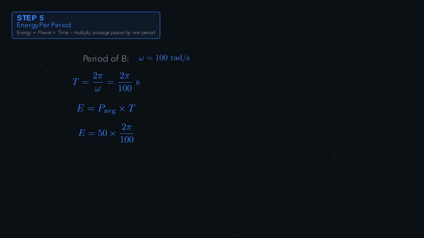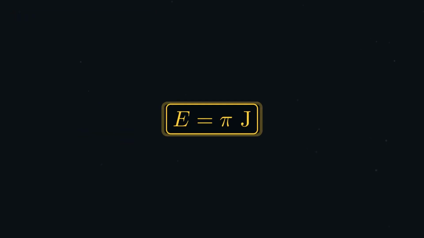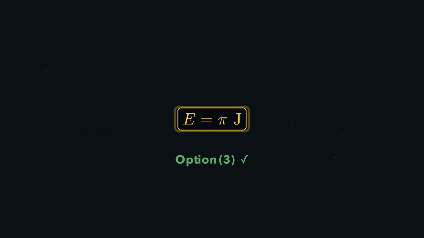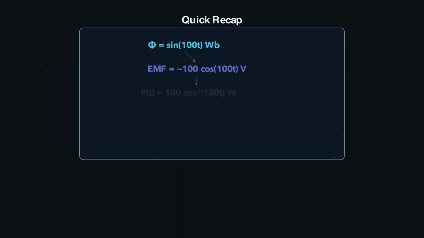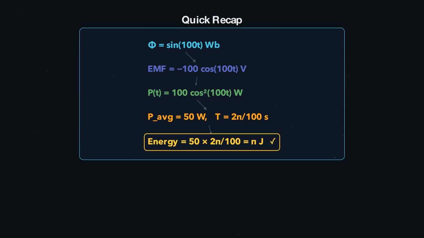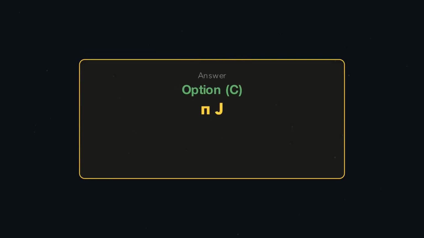Now we need the average. The time average of cosine squared over a full cycle is always 1/2. So average power equals 100 times 1/2. That's 50 watts. The angular frequency is 100, so the period is 2 pi over 100 seconds. Energy equals average power times period, 50 times 2 pi over 100, which gives us pi joules of energy per cycle, which simplifies cleanly to pi joules. The answer is option 3.